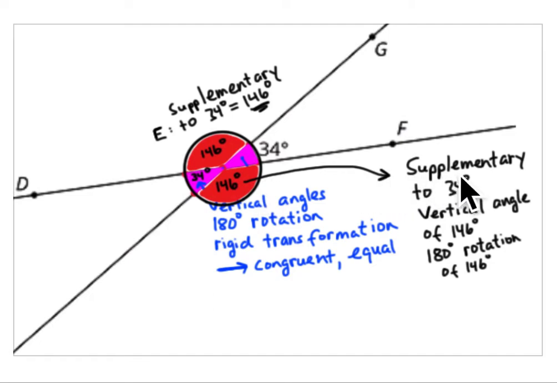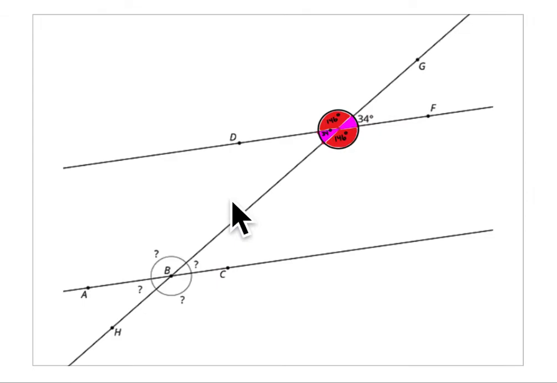All right, this angle is supplementary to 34 degrees. So here's a 34 degree angle, forms a straight line with that 34 degree angle, so this has to add to 180 degrees. It's also a vertical angle, so it has to equal 146 degrees. Supplementary to 34 degrees, vertical angle of 146 degrees, 180 degree rotation of 146 degrees. So all these different ways to come up with the same idea that this angle right here is 146 degrees.